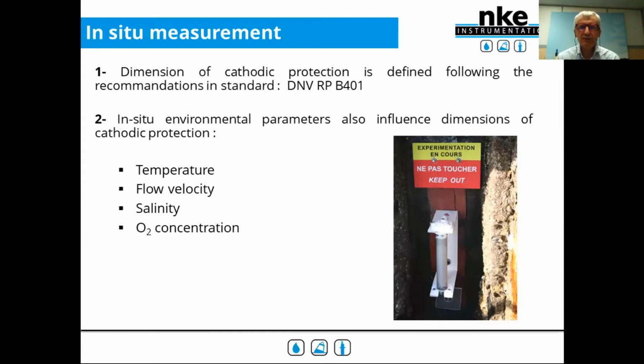As you know, the dimension of the cathodic protection is defined following some standard, but the environmental parameters also influence the dimension of cathodic protection. And the main parameters which influence this dimension are temperature, flow velocity, salinity, and dissolved oxygen. So the interest of the use of the SCPC is to make in situ measurement to evaluate the need of cathodic protection in the environmental condition.